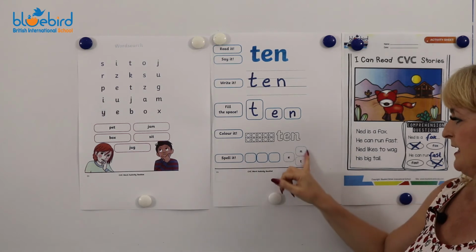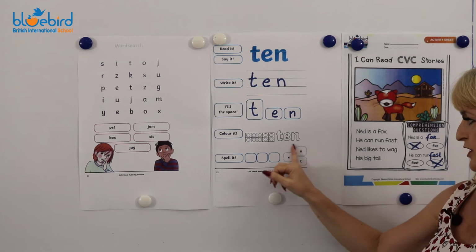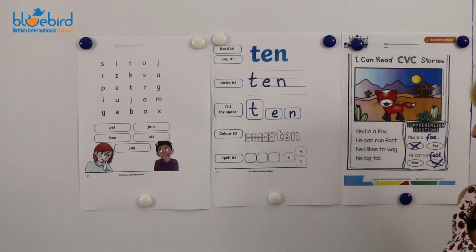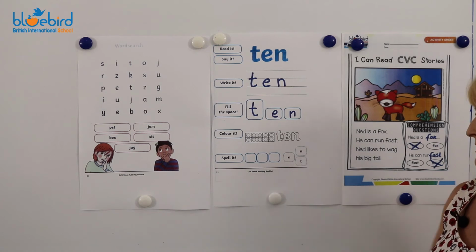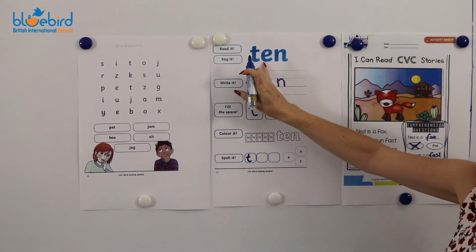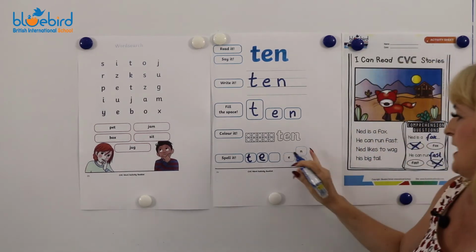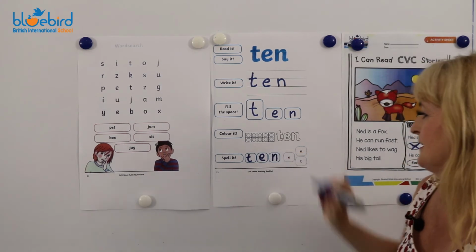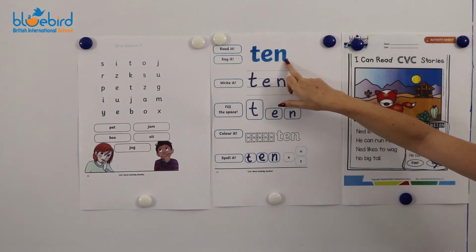Okay, and here we can spell it. And look, we have our letters all jumbled up together, so we have to look at which order they come. What is the first sound in 10? Tut, tut, tut. So we look and find tut. Then the next sound, and then our last sound, 10.